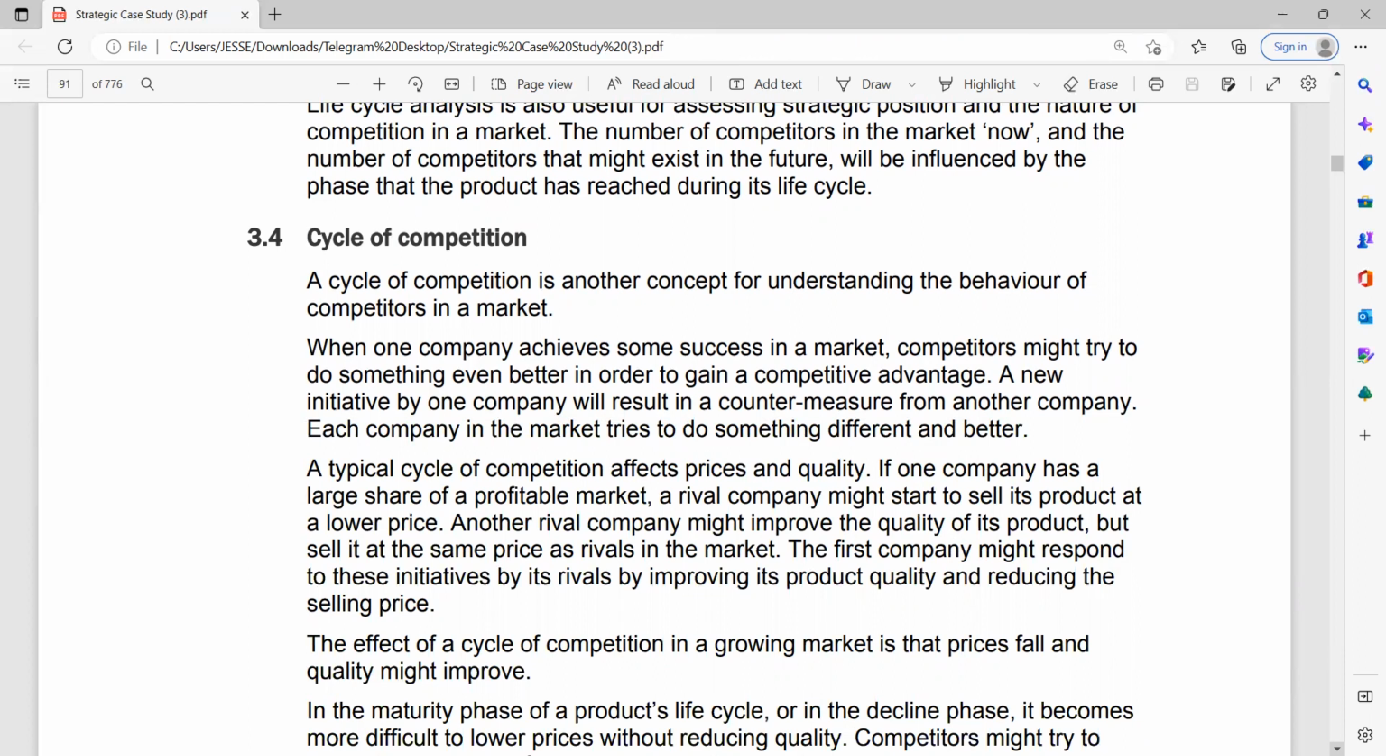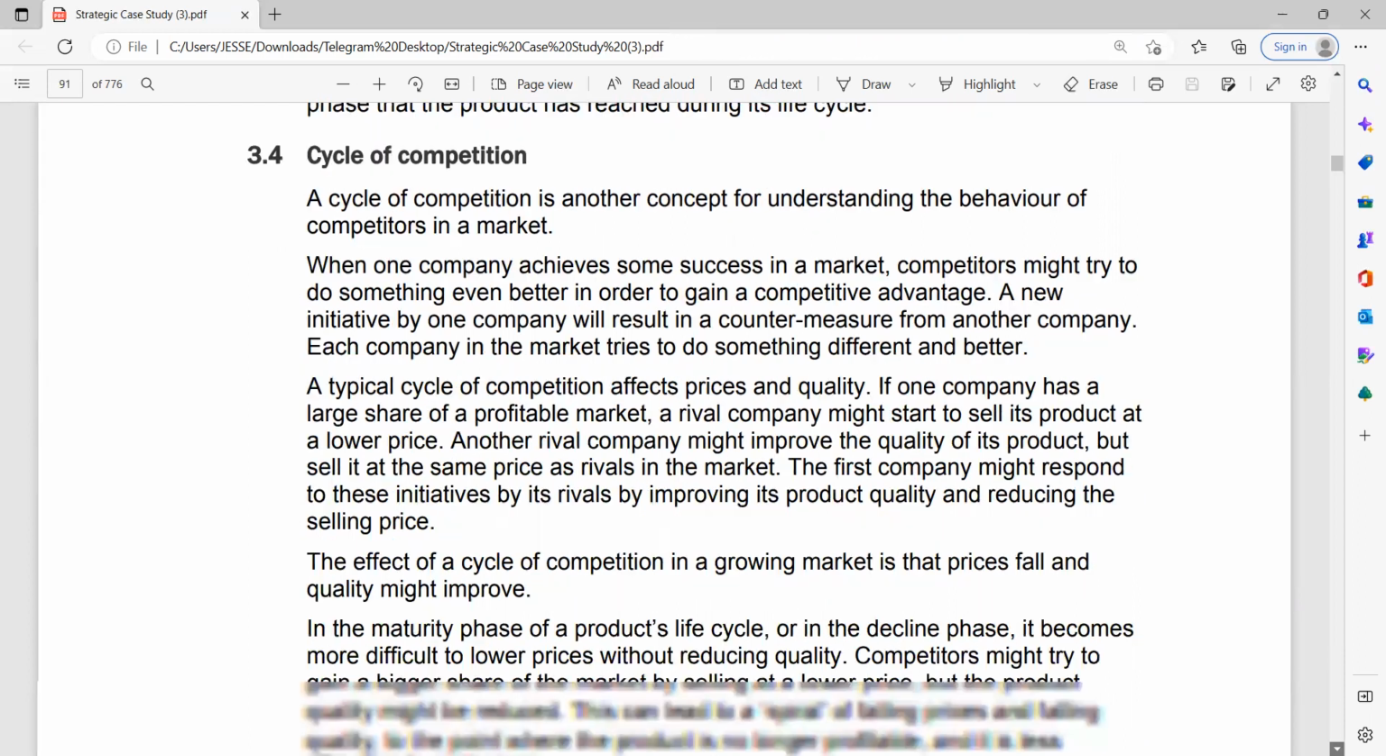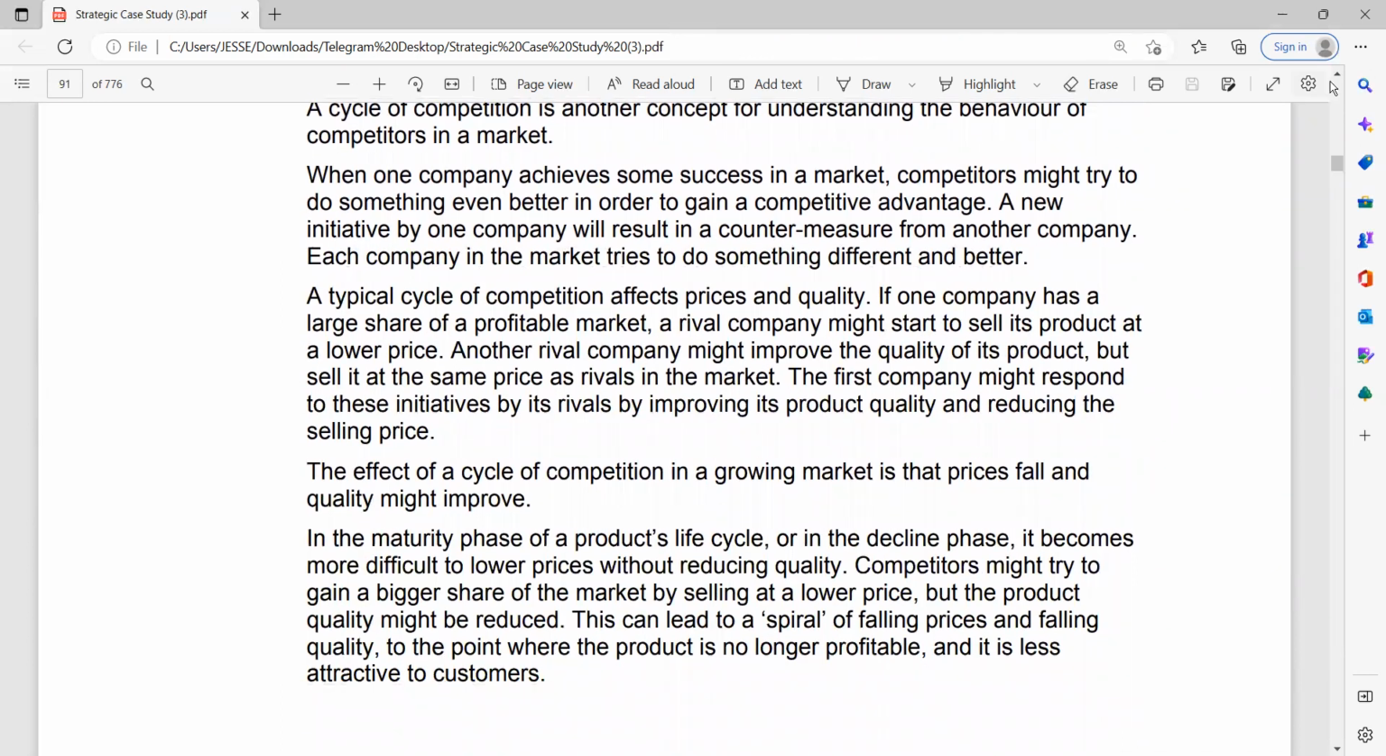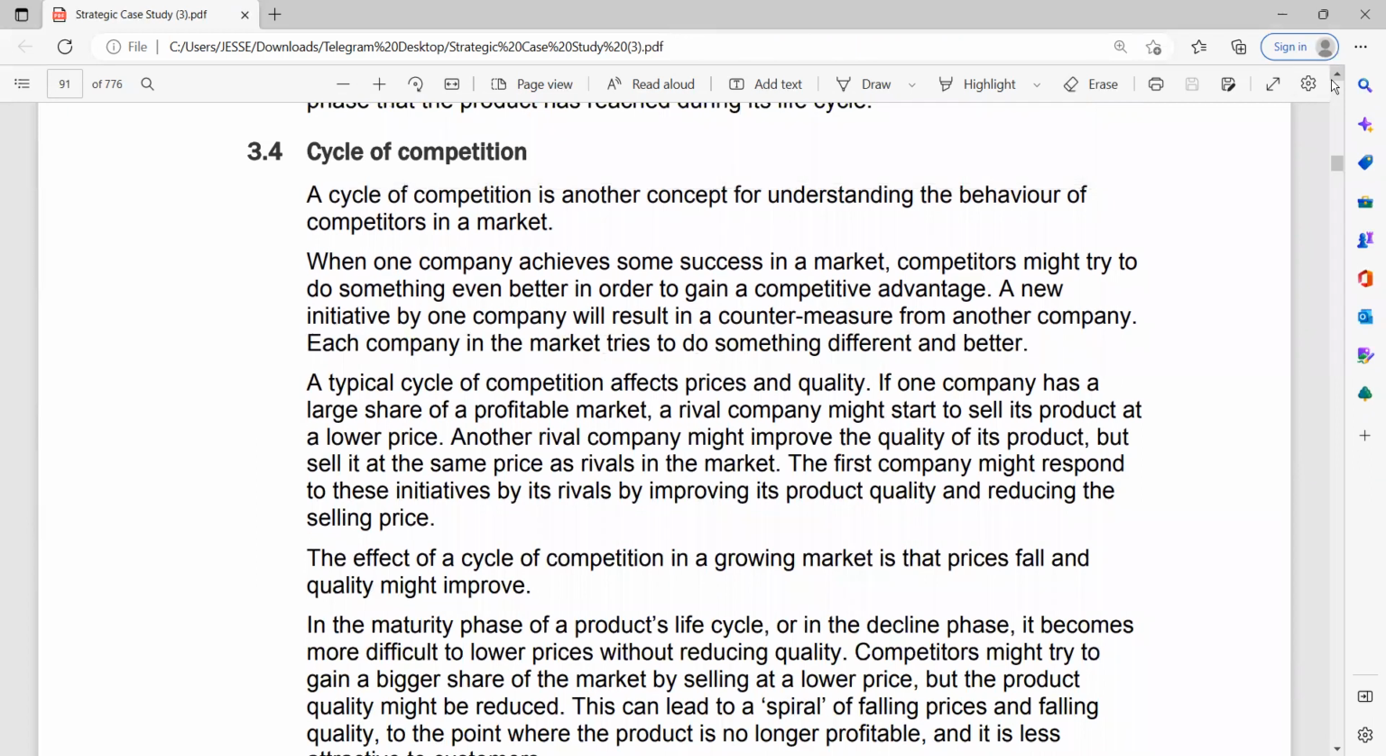So let's talk about the cycle of competition. When we talk about the cycle of competition, we are trying to understand the behavior of competitors in the market, right? All competitors are trying to do is to gain an edge, an advantage in the market. So when one company does something successfully, another company would look at it and try to do better so that they might gain an edge. A new initiative by one company results in a countermeasure from another company. Each company in the market tries to do something different and better.